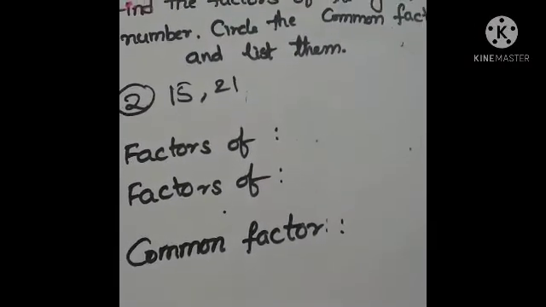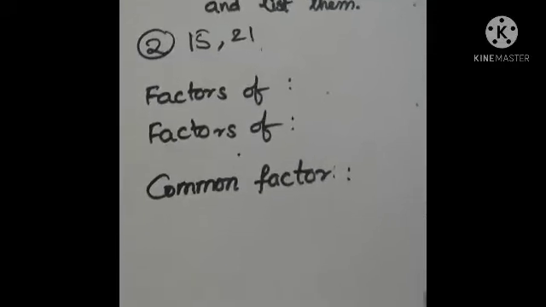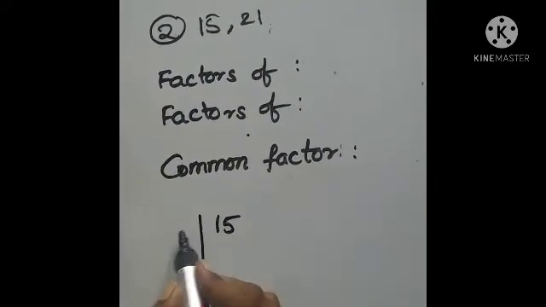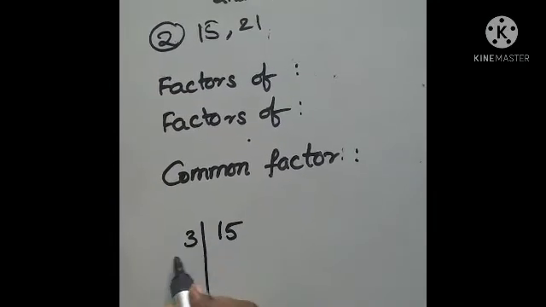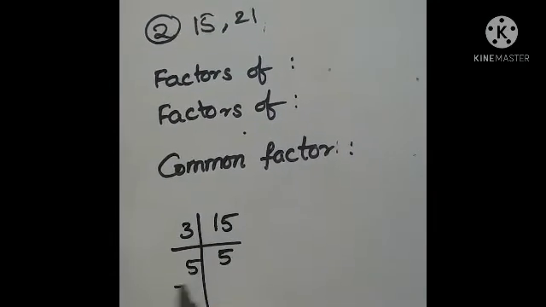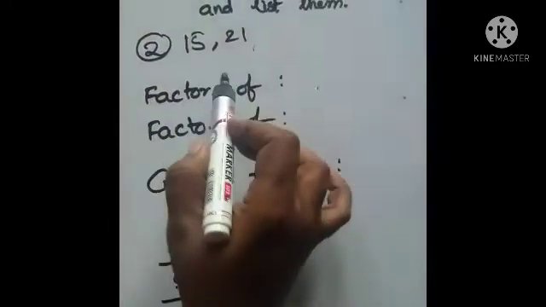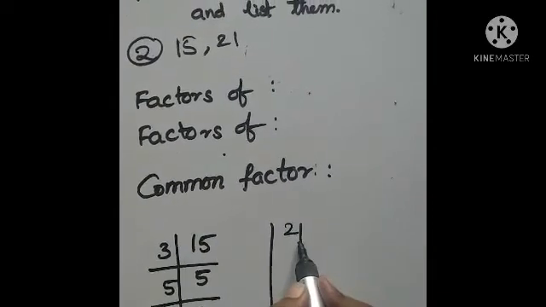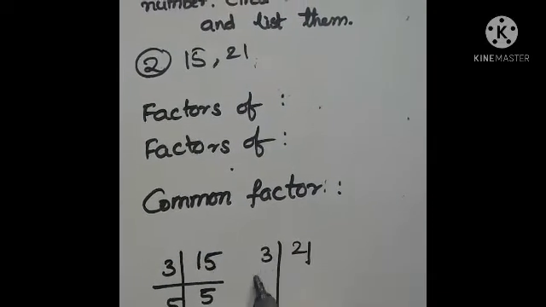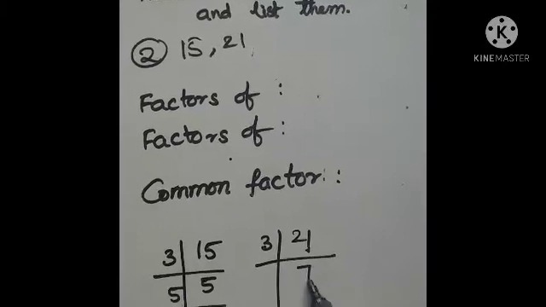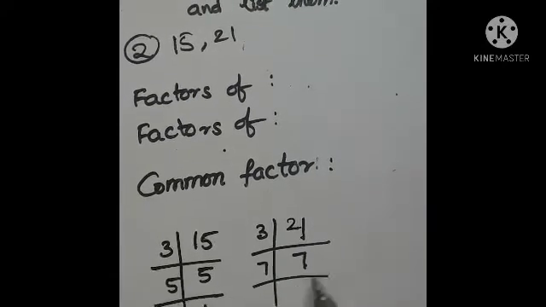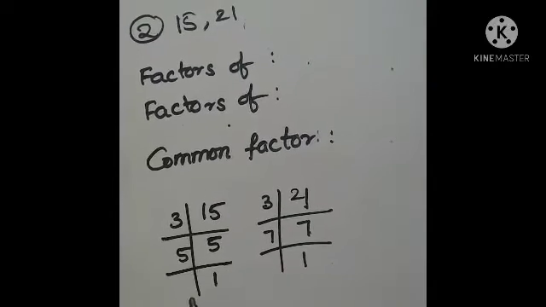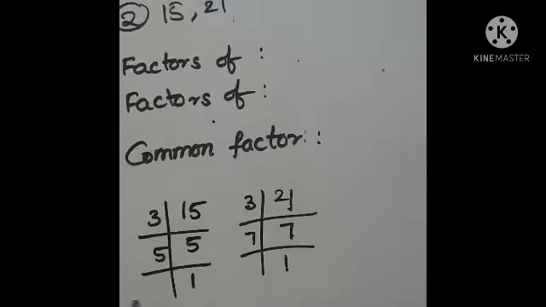Second one is 15, 21. Let's find the factors of 15. Here it is an odd number, so 3 5s are 15, 5 1s are 5. Next number is 21. Here also it is an odd number, then we have to take the next prime number 3. 3 7s are 21, 7 1s are 7. When we reach 1, from that point onwards you have to take.